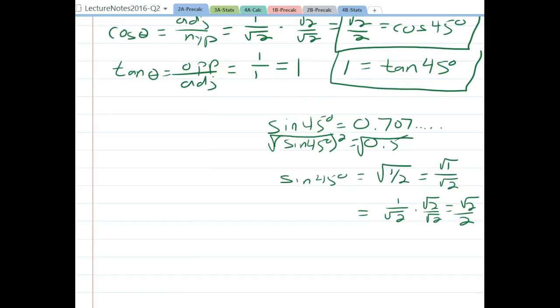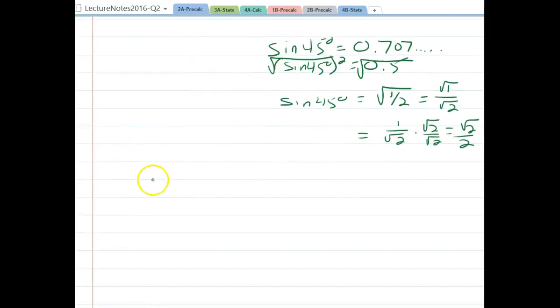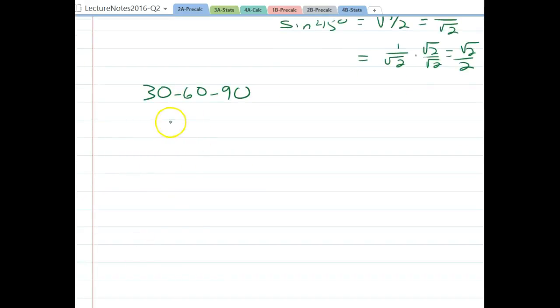Now, the next triangle I want to look at is the 30, 60, 90 triangle. And this triangle, we're going to start to examine with the trig functions by first starting with an equilateral triangle. If it's equilateral, that means that the sides and the angles are all the same. So it's got 3 60-degree angles. And I'm going to let the lengths of the sides all be 2. And you'll see why that is in just a second.